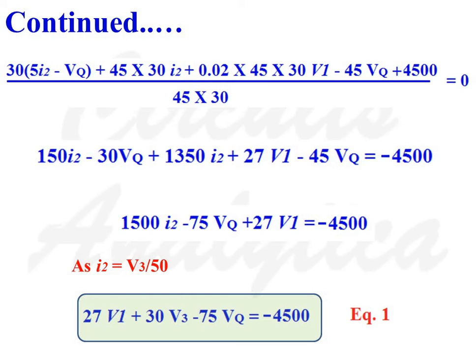Cross multiplying and rearranging the terms, we will get 150 I2 minus 30 VQ plus 1350 I2 plus 27 V1 minus 45 VQ is equal to minus 4500. 1500 I2 minus 75 VQ plus 27 V1 is equal to minus 4500. As I2 is equal to V3 divided by 50, we can write 27 V1 plus 30 V3 minus 75 VQ is equal to minus 4500, equation number 1.